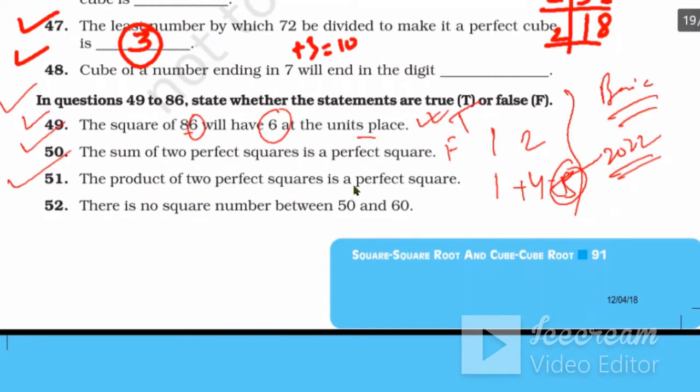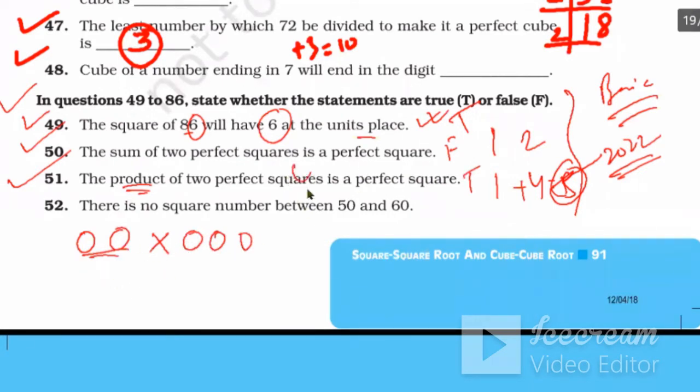The product of two perfect squares is a perfect square. True or false? False, sir. False. Why false? It's true. The product means multiplication. If something is a perfect square, and this is a perfect square, then the product will be a perfect square.